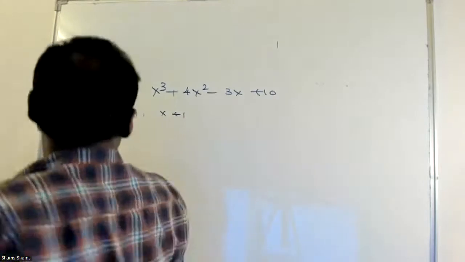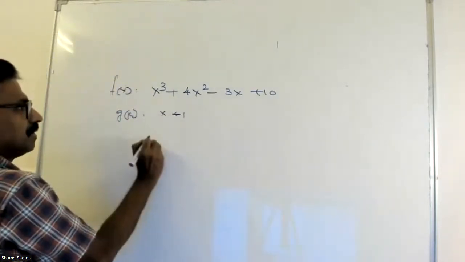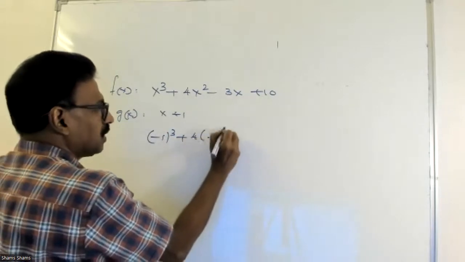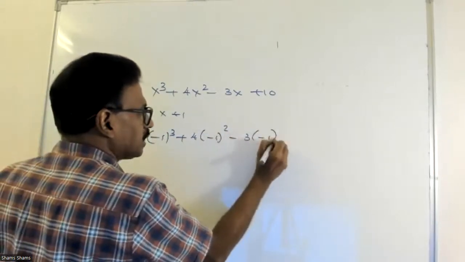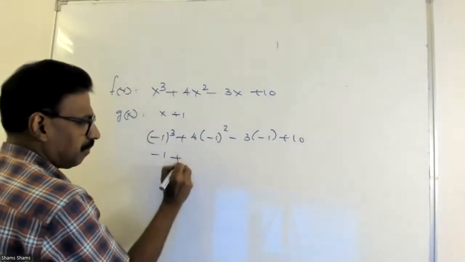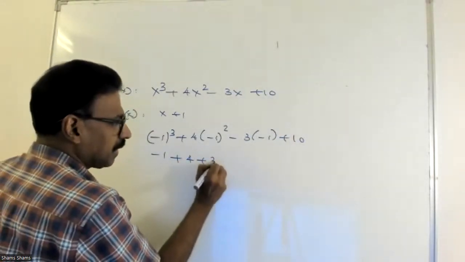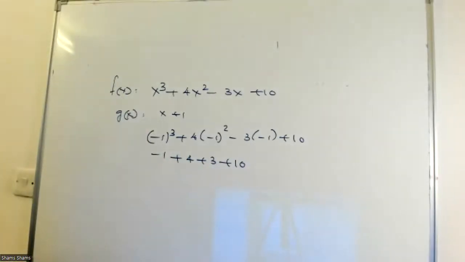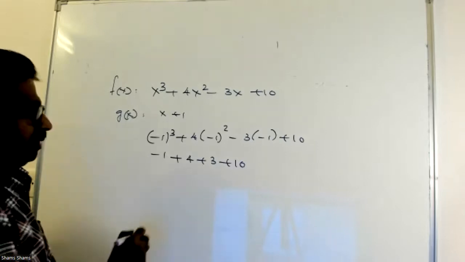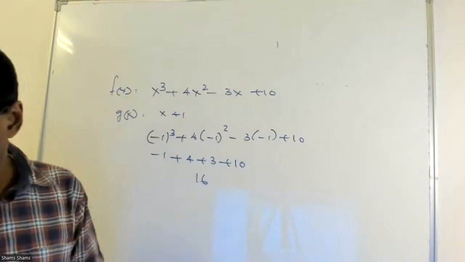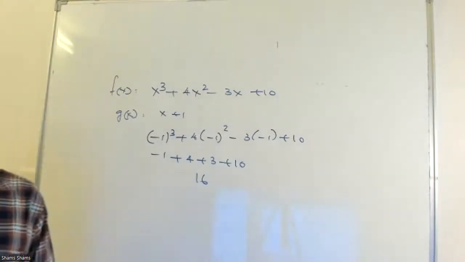What did you get for this one? I hope everyone finished. Minus 1 cube plus 4 into minus 1 square, minus 3 into minus 1 plus 10. Minus 1 plus 4 plus 3 plus 10. How much? So 16. Okay, it's clear. Everyone getting it now?